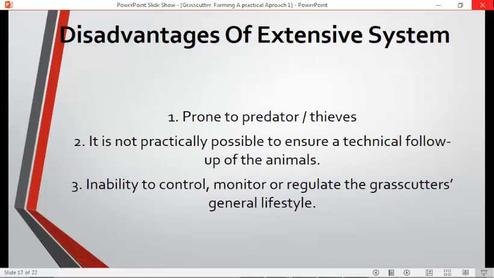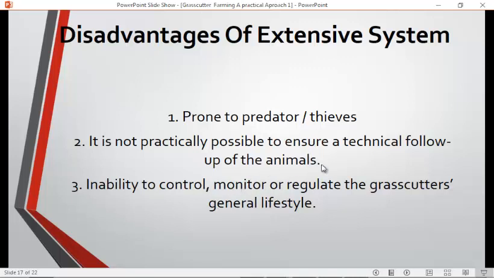But it has a lot of disadvantages. They are prone to predators and thieves. You can't control it. Anybody can come in and steal, except the fence is very high. You cannot follow up technically on the animals. You can't tell which is sick, which is not sick. You can't tell when they are pregnant. You can't isolate them when they get pregnant, and a lot of other things.